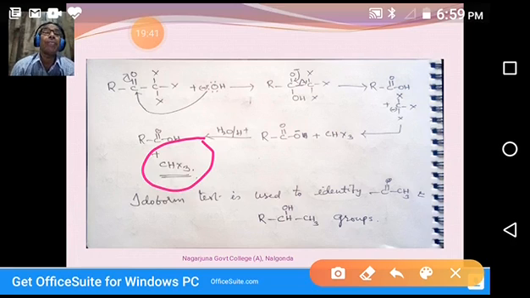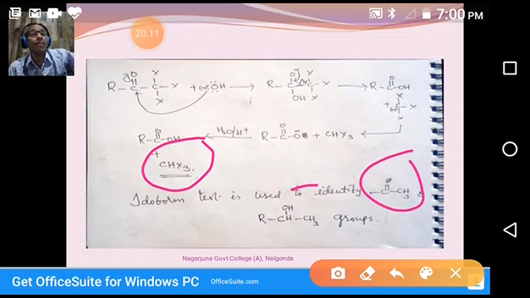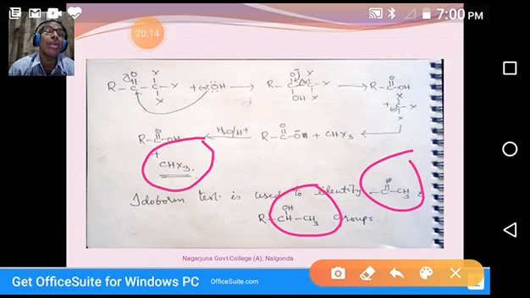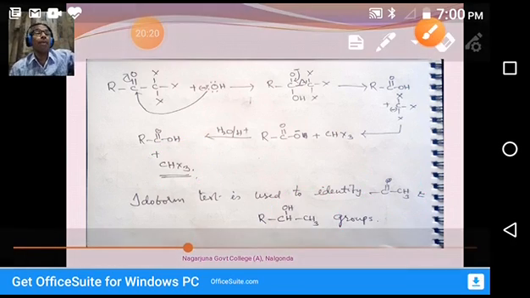Generally, we observe the iodoform reaction. Why? Because iodoform, CHI3, is stable and precipitates as a solid, whereas chloroform and bromoform are liquids. That's why they cannot be separated out and are not useful. So we use the iodoform test to identify the COCH3 group, or this type of methyl ketone group, in a given organic compound. This is about the haloform test or iodoform test.